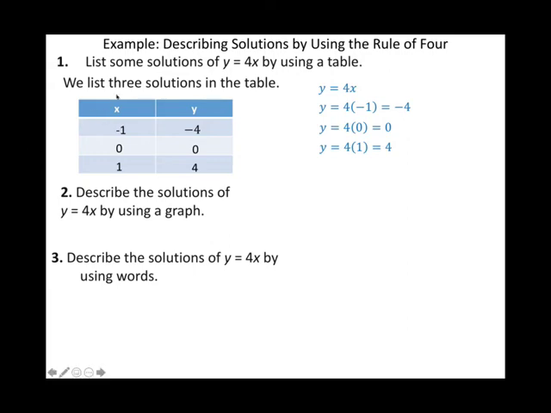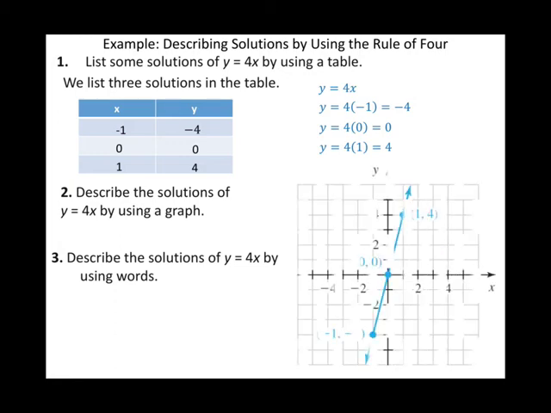So this is gonna be listing the 3 solutions in the table. And then number 2, describe the solution of y equal to 4x by using a graph. So we already have 3 ordered pairs and I want you guys to plot them in the rectangular coordinate system and connect them with a straight line. You should have a picture like this. I have 3 ordered pairs and you could join these 3 points together with a straight line.